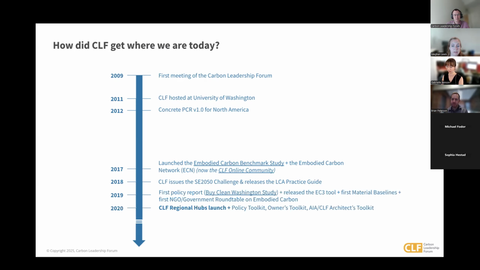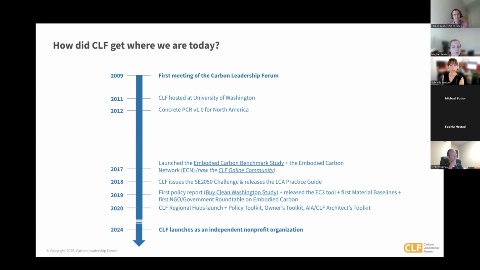And in 2020, CLF doubled its staff capacity, which is when I joined CLF instead of as a volunteer. And we also published toolkits for policymakers, building owners, and architects, and launched the CLF Regional Hub Network, building off the idea from Anthony Pack in Vancouver. So our first regional hub was CLF Vancouver, which is now CLF British Columbia. And then in 2024, CLF launched as an independent nonprofit organization with a mission to eliminate the embodied carbon in buildings, materials, and infrastructure to create a just and thriving future.